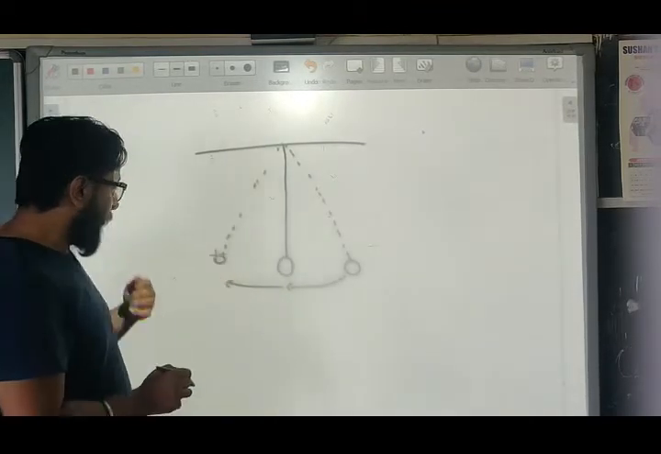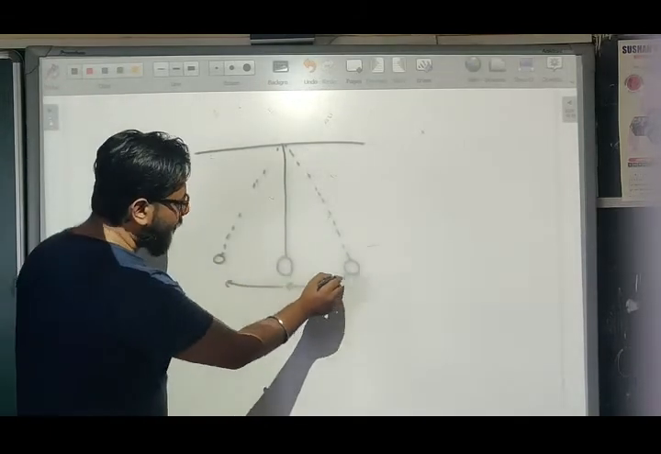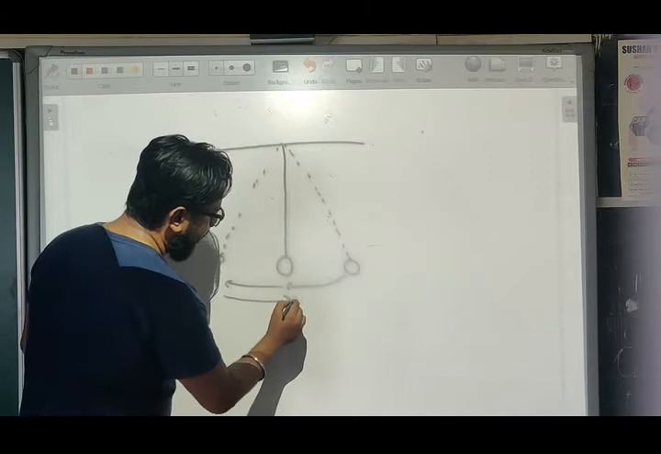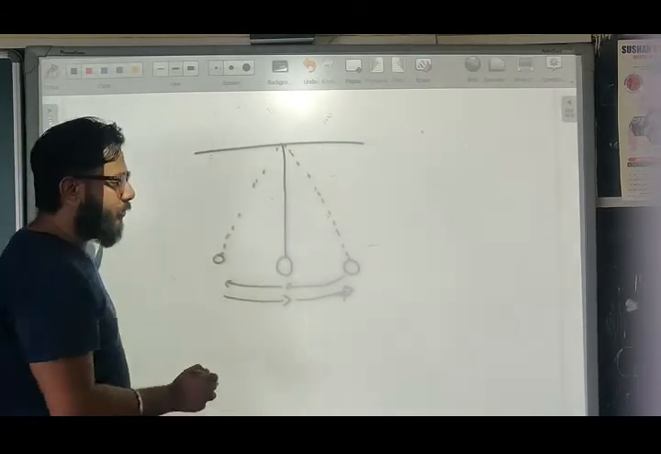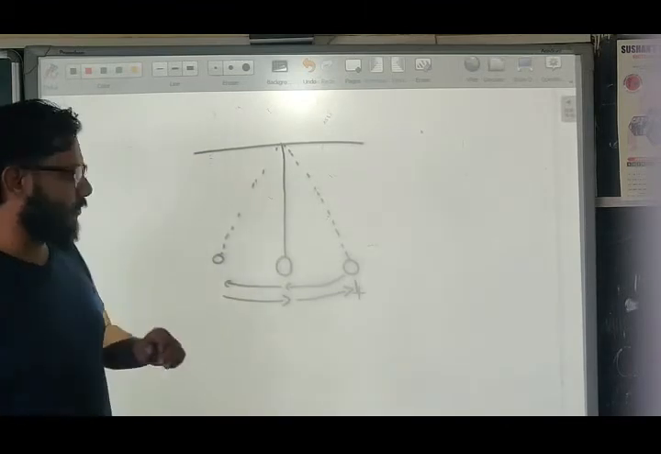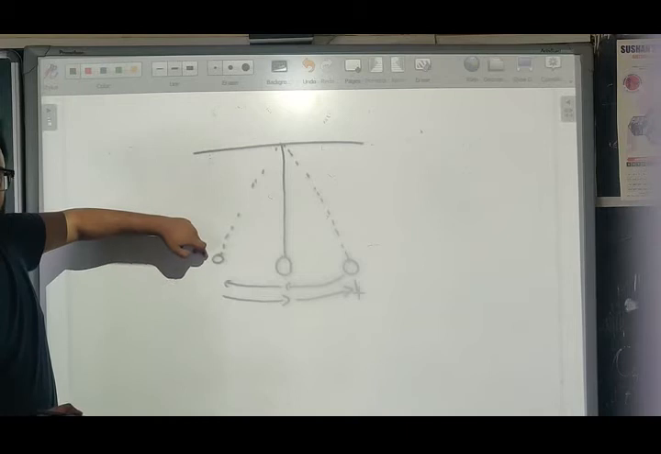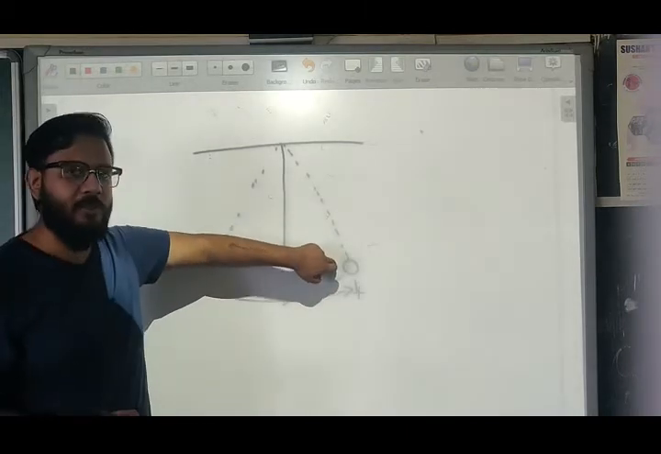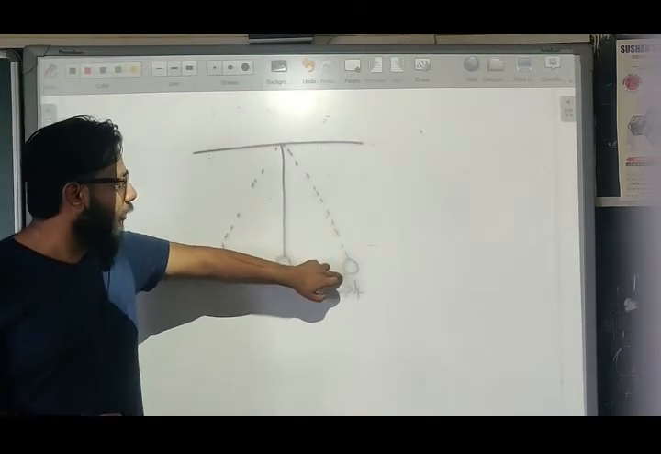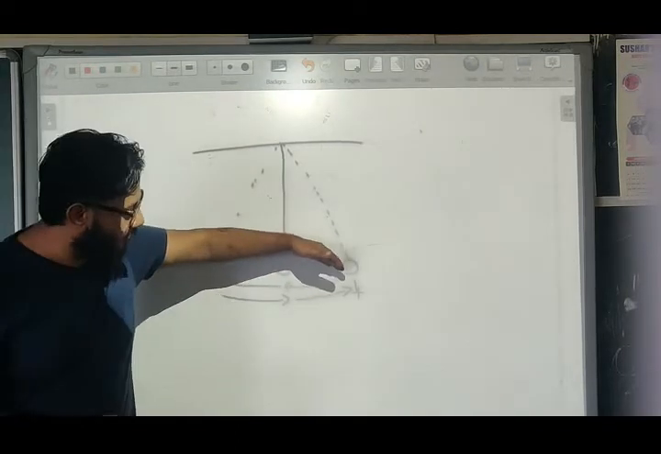So that is the one part. And then it again comes back to the original position. That is your one oscillation. You start from one point, go to the extreme end on the other side, and then come back. That is your one oscillation. While doing that, it goes through this path.